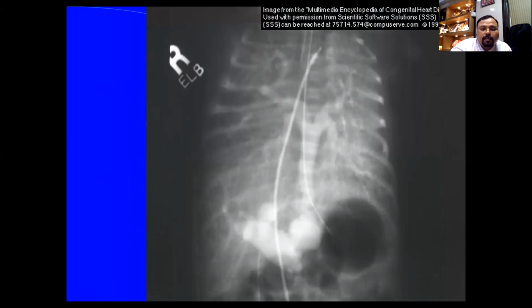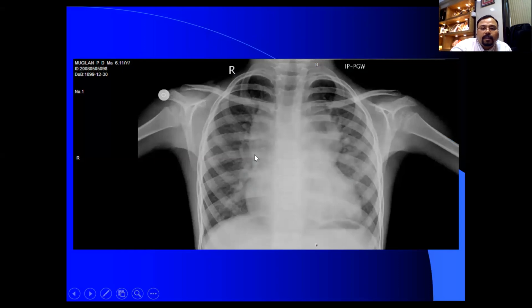This is infracardiac TAPVC. You can see the descending vein which is going below the diaphragm, and pulmonary venous hypertension here on both sides of the lung. This is supracardiac TAPVC, figure of 8 appearance with increased pulmonary blood flow. You can see it here on both sides of the lungs. So cardiomegaly with figure of 8 appearance with pulmonary plethora.